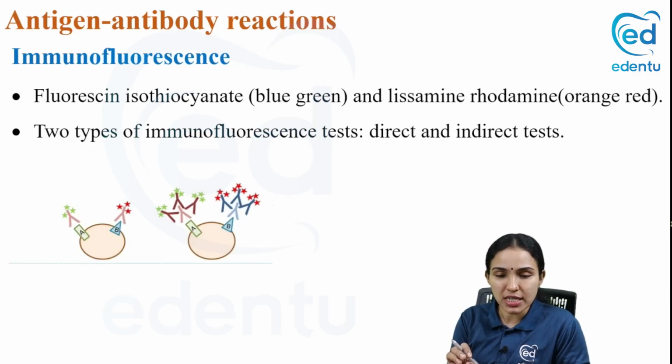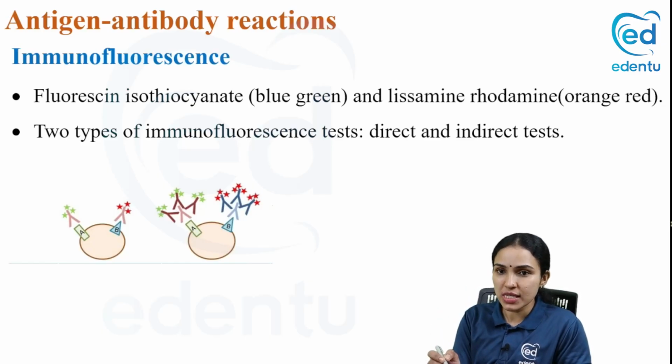Okay, like fluorescein isothiocyanate, which is a blue-green colored dye, or lissamine rhodamine, an orange-red colored dye. When we are using fluorescent dyes, you need a fluorescent microscope to visualize them. What these dyes do is absorb the UV light and emit visible light. So you'll be able to see that greenish or bluish fluorescence when you look through the microscope. We have the immunofluorescence test, which means we are going to detect antigens or antibodies with the help of a fluorescent dye.